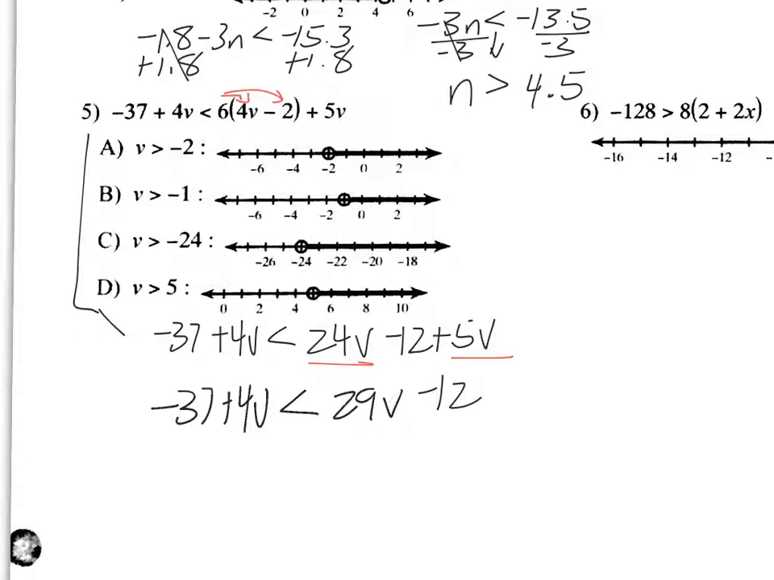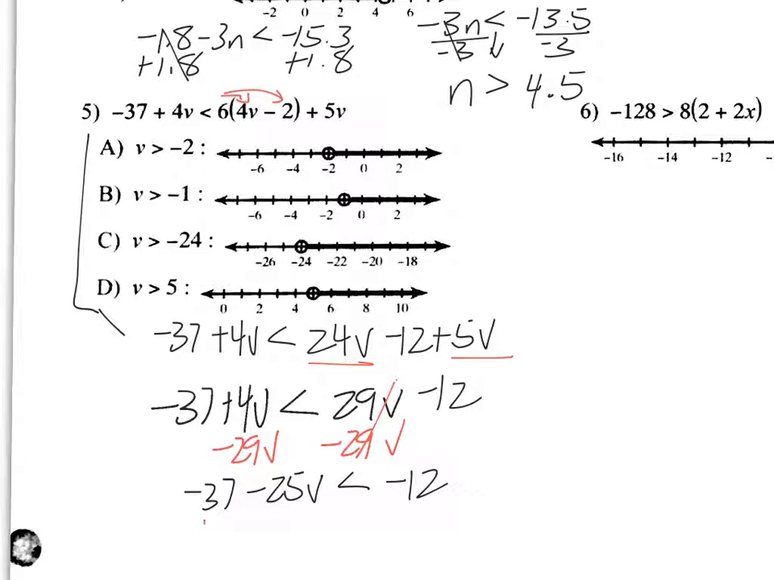Now I start moving stuff to the other side. Since I want my variable on the left all the time anyway, in this case, I'm going to go against what I normally do, and I'm going to move the 29v over. Usually I move the smaller variable, but this time I'm not. So that gives me negative 37 minus 25v is less than negative 12.